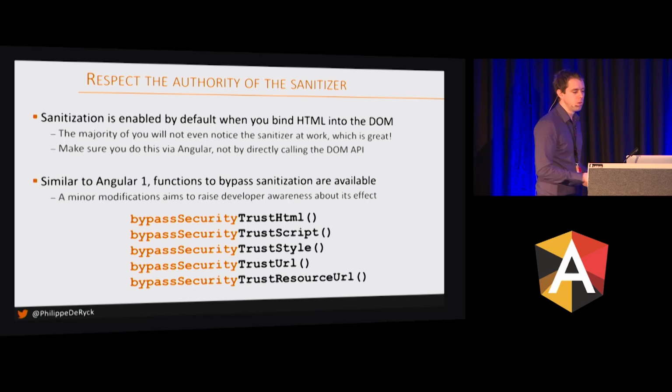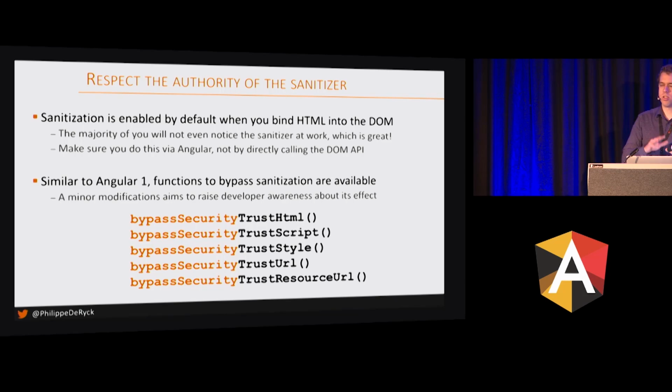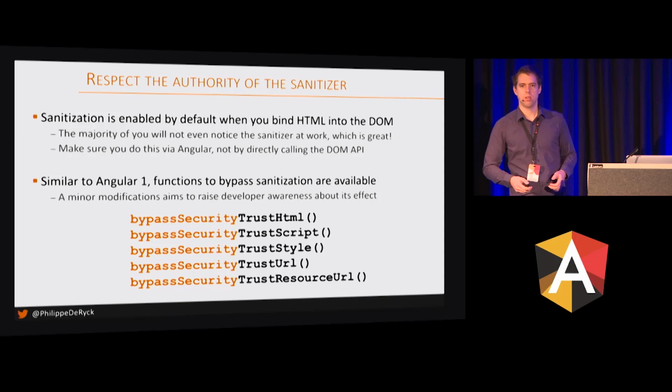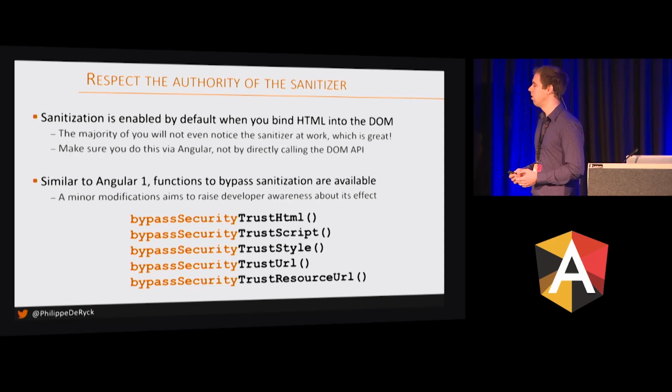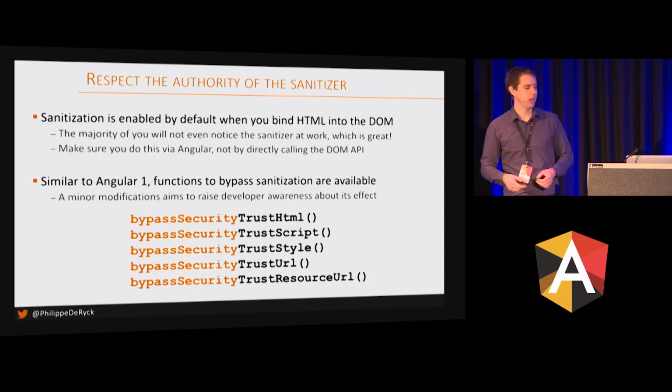So one of the changes in Angular 2, these functions still exist. They have a very specific use case. So if you don't know what the use case is, stay away from them. And they also renamed the functions to bypass security trust HTML. So if you use a function called bypass security trust HTML, that should be kind of a clue that you're doing something that you might want to check into what it actually means before doing that in your application.